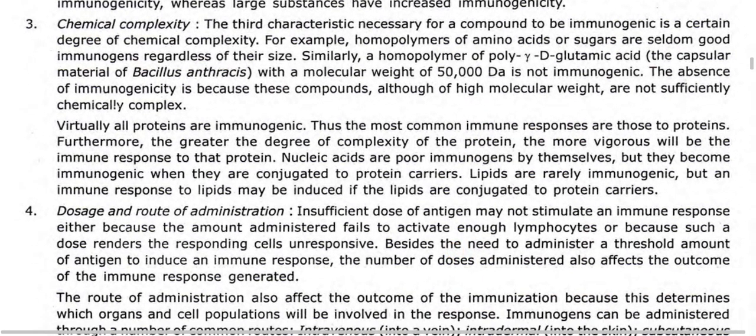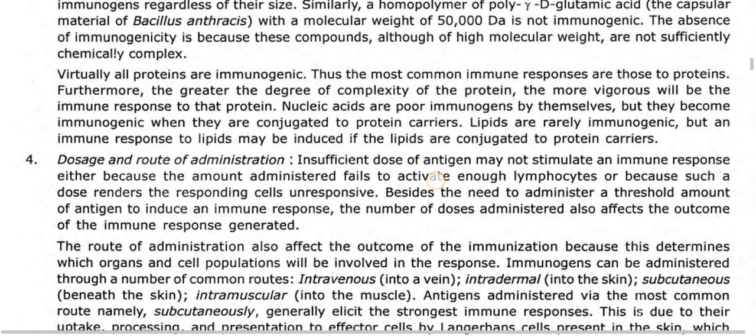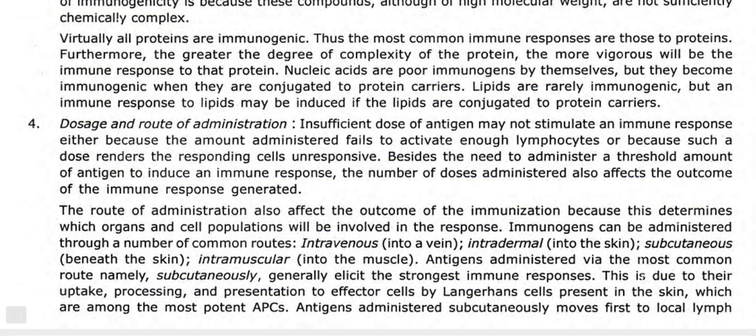Then chemical complexity. The third characteristic necessary for a compound to be immunogenic is a certain degree of chemical complexity. For example, homopolymers of amino acids or sugars are seldom good immunogens regardless of their size. Similarly, a homopolymer of poly-alpha D-glutamic acid, the capsular material of Bacillus anthracis, with a molecular weight of 15,000 Dalton, is not immunogenic. The absence of immunogenicity is because these compounds, although of high molecular weight, are not sufficiently chemically complex.